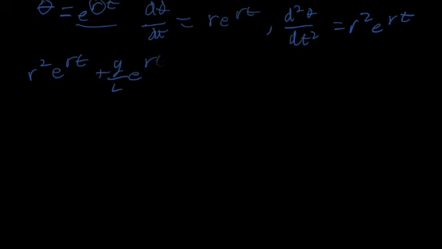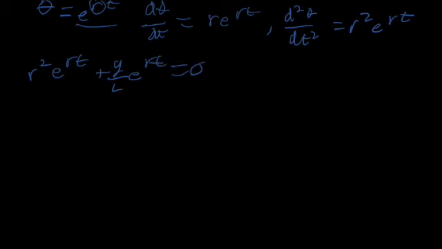The way we can go about solving this is by assuming that theta takes the form of e to the rt. The reason we can do this is because when we substitute it in, we can get values for r, and then plug that back in to get a differential equation solution. So d theta dt equals the derivative of this, which is r e to the rt. And the second derivative of theta with respect to time equals r squared e to the rt. When we plug this back into our equation, we have r squared e to the rt plus g over L e to the rt equals 0.